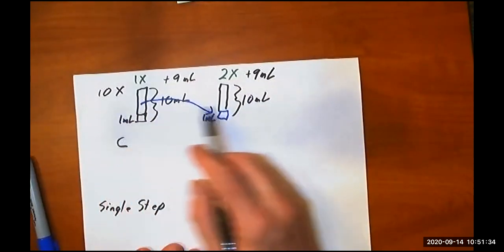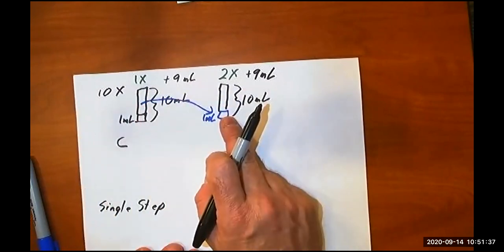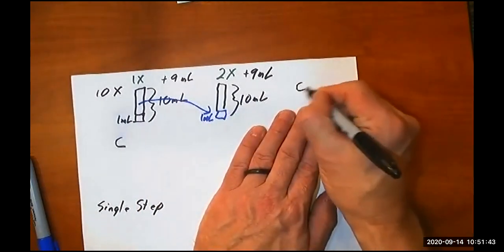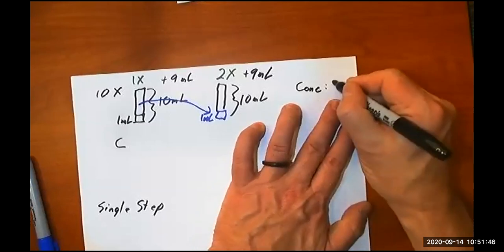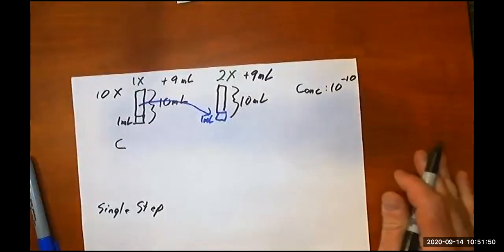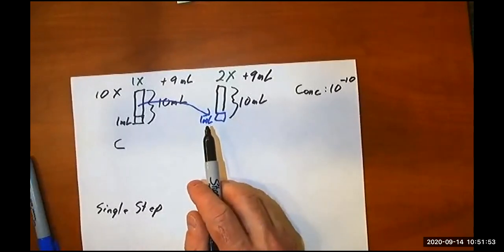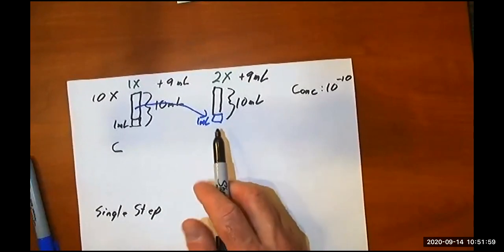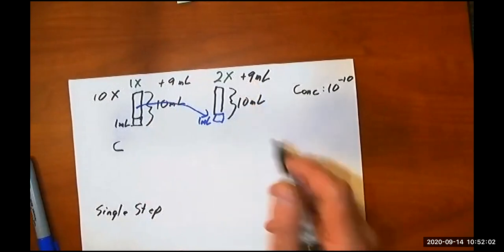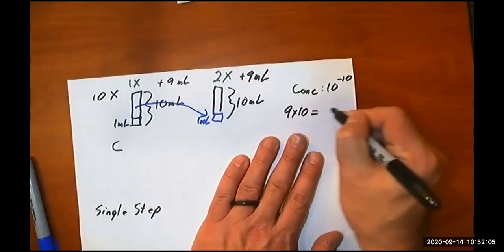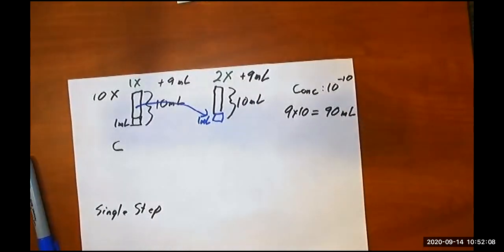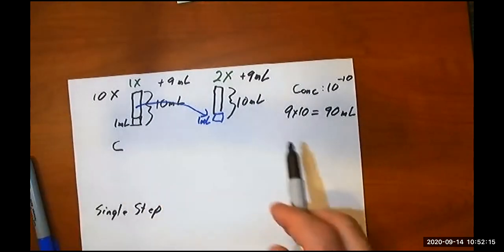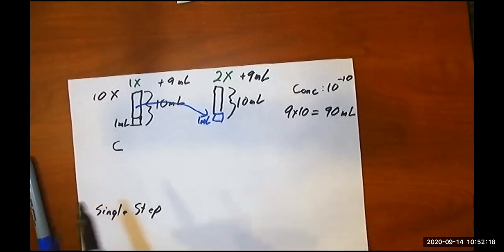At each step, the concentration goes down by a factor of 10. So that means our concentration is going to be 10 to the minus 10th of what it was when it started, because it went down by a factor of 10 the first time, another factor of 10 the second time, and so on, all through 10 of them. And at each step you're adding 9 milliliters, so it's 9 times 10, giving 90 milliliters of water that you're going to have to use to get there. Does the general procedure here make sense? Okay, I'm seeing some nods, good.